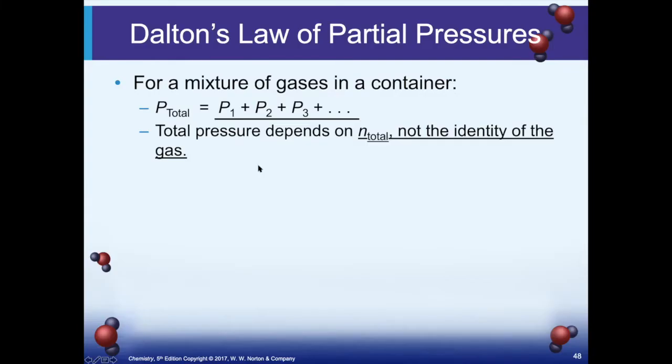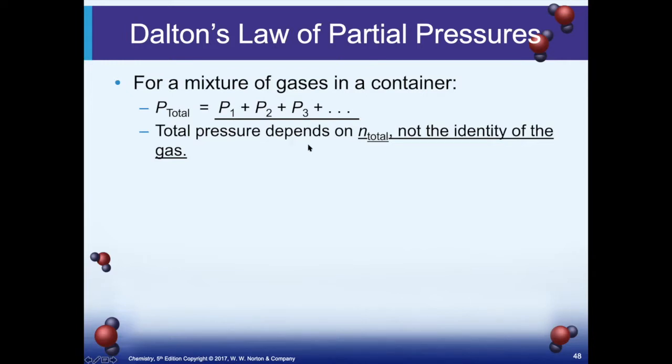So what is Dalton's law of partial pressures? Well, it just says that the total pressure in a system, if you have a mixture of gases, is just the sum of all the individual gas pressures. So P total equals P1 for gas number 1 plus P2 for gas number 2, etc.